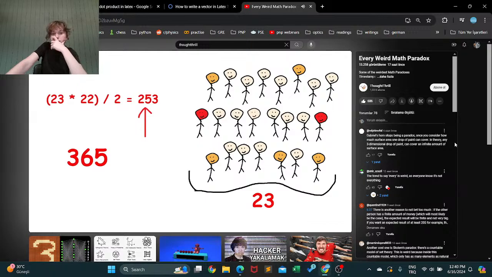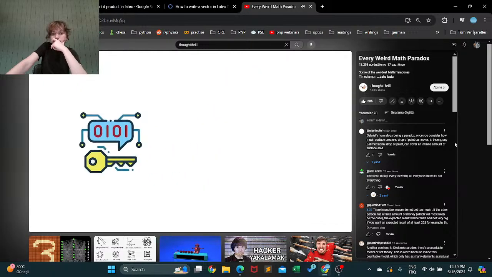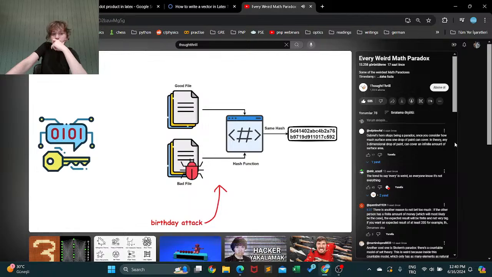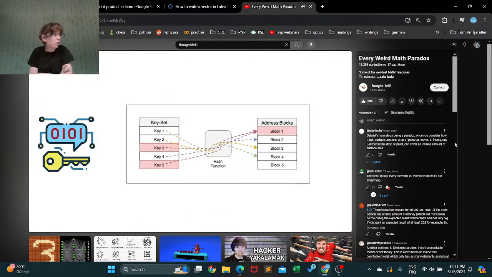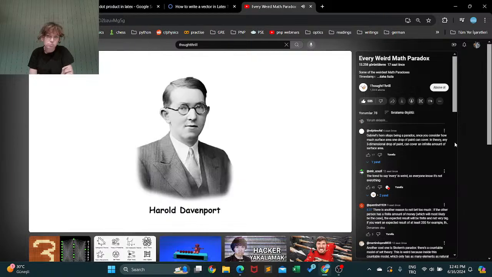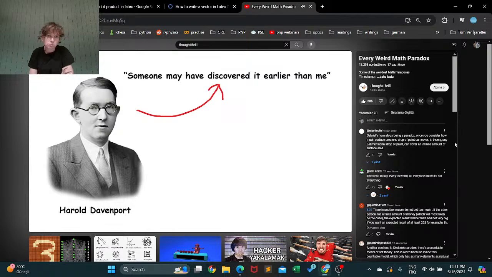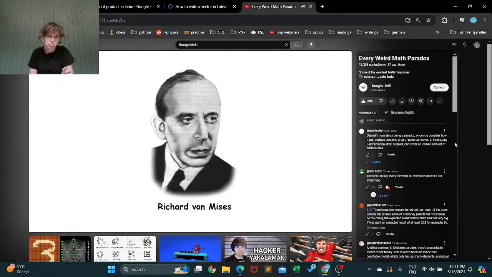This concept has real-world uses, such as in cryptography. A birthday attack uses the birthday paradox principle to find 2 different inputs that produce the same hash value more efficiently, exploiting the likelihood of collisions in hash functions. The problem is often credited to mathematician Harold Davenport around 1927, though he didn't publish it because he assumed someone else must have discovered it earlier. The first published version was by Richard von Mises in 1939.